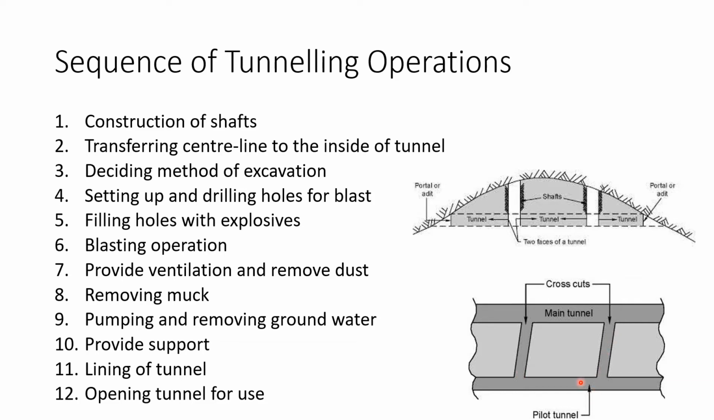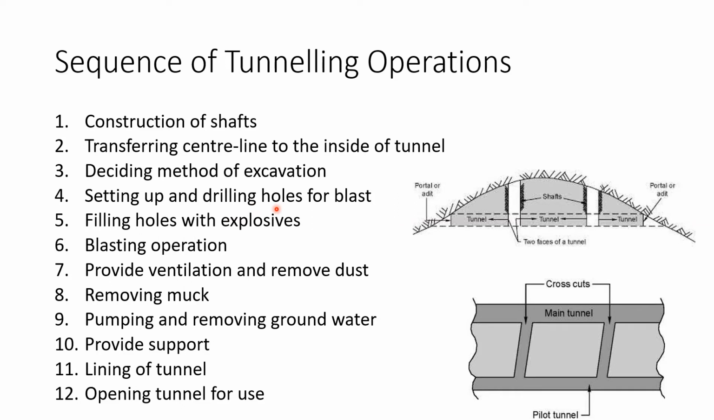So the sequence of tunneling operation: first one is construction of the shaft. Once a shaft is constructed, the center line needs to be transferred to the tunnel surface. And then we have to decide on which method of excavation to follow. That again depends upon the strata and upon the equipment that is available. Depending on all these factors, we will decide on the method of excavation. If we are going for the drilling and blasting method, we have to set up the drilling holes for blasting. That is the fourth process.